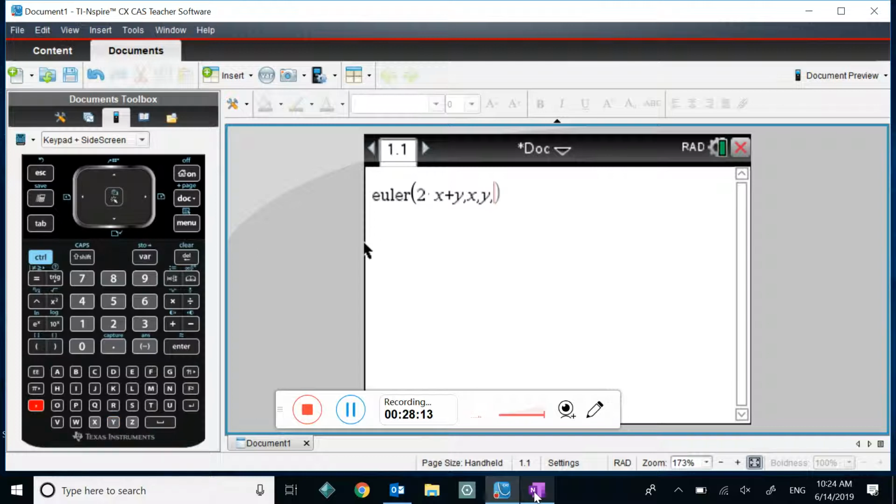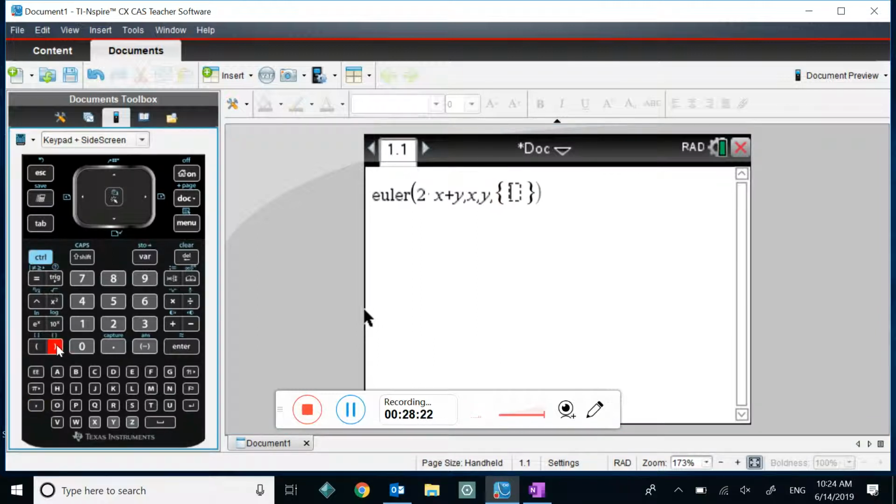And then the next thing we want to type in is a comma and a curly bracket. So press control and the right round bracket to have this curly bracket here. Okay, what goes into the curly bracket?